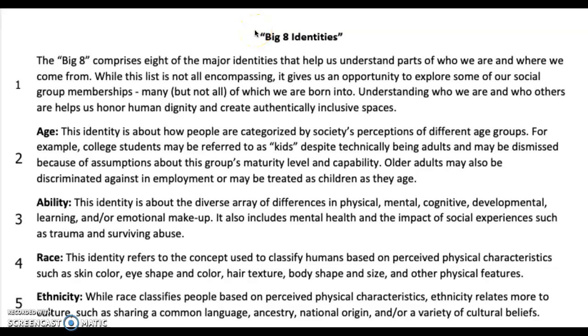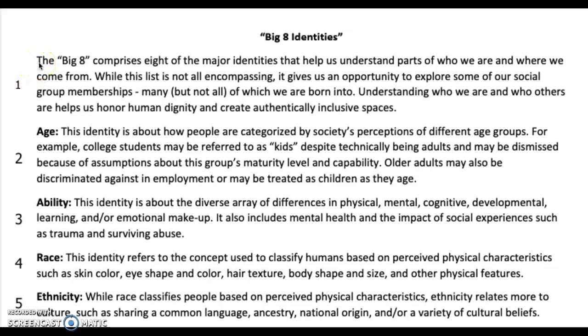Now we're going to read our complex text, Big 8 Identities, for the second time. By now, you should have already read it one time in order to get an understanding of the main ideas. The second time that we read, you should walk away with a more detailed understanding of the text. Okay, here we go from paragraph 1.